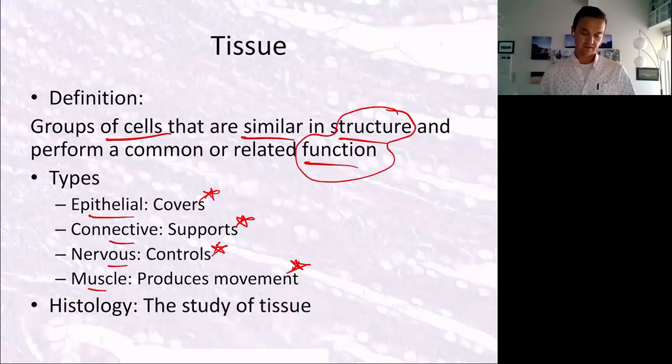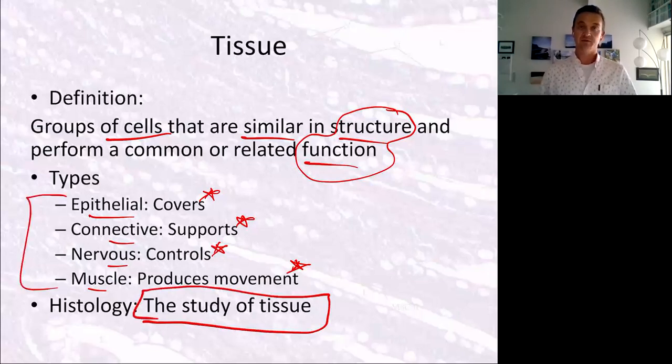Histology is the study of these tissues. There are really only these four tissue types in the human body. We're going to start with epithelial tissue. Next class, we'll talk about connective tissue. From there, we'll dive into the musculoskeletal system, which includes both connective tissue and muscle tissue. And finally, at the end of the semester, we'll dive into the nervous system.